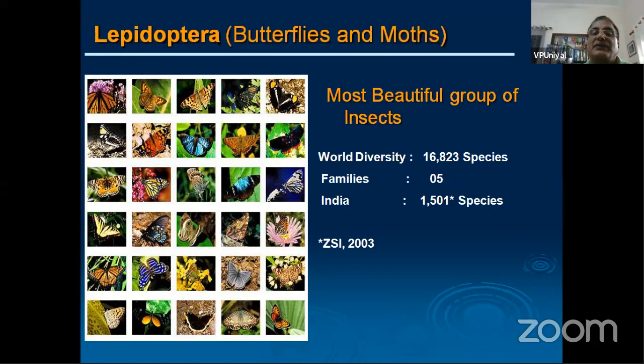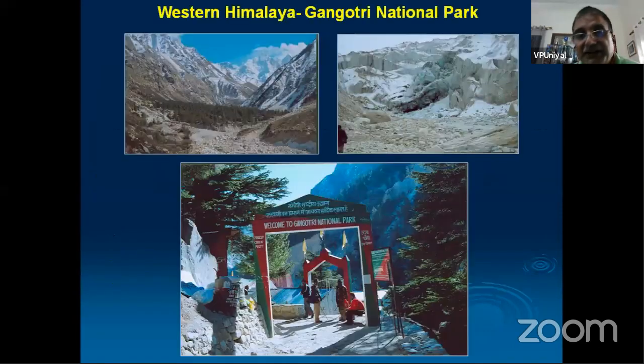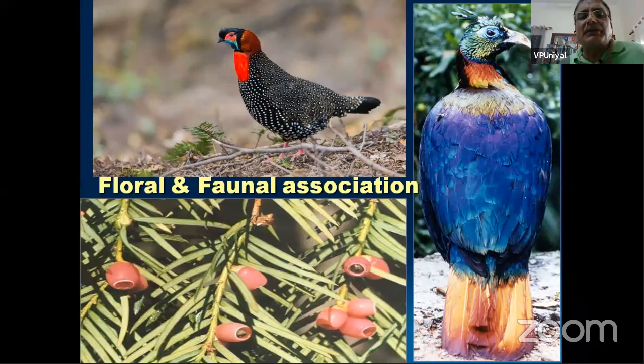And about butterflies, our country has 1,500 odd species. Some of the criteria of butterflies in different areas: Northwest Himalaya has 325, Schedule 1 has 128, Schedule 2, and IUCN guidelines here. One of the important areas of butterflies where I work is Gangotri National Park of Western Himalaya. I will tell you how the insect is important here.